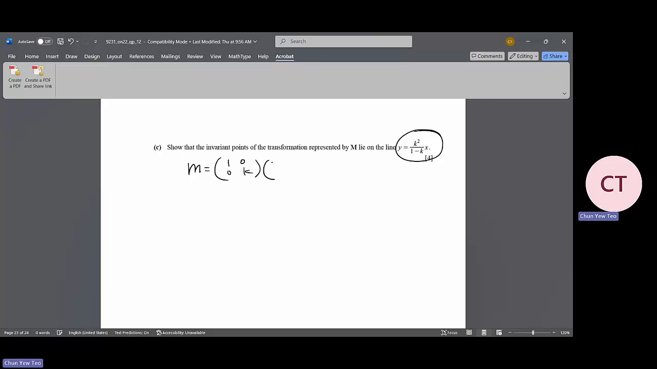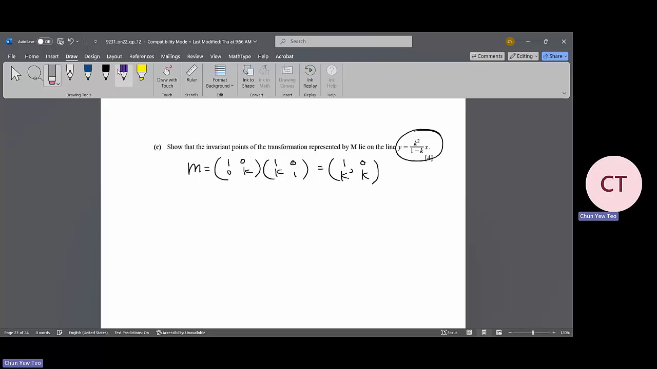So we're going to expand them by the product of two matrices. So you will get this one as the 1, this one as a 0. This is a K square. This is a K. Okay, so this is the M. If you put them as a 1 matrix. So now we want to find the invariant point. Show that the invariant point is lie on this line.